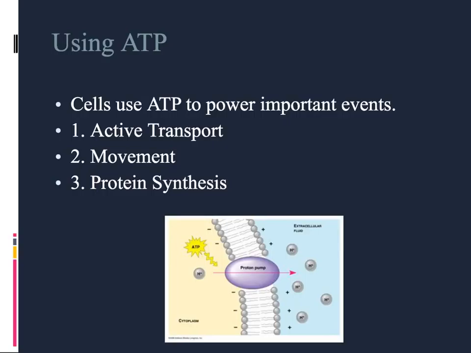For example, active transport, which we just talked about. When the molecules have to move in the opposite direction from low concentration to high concentration, you need energy to go against the grain. ATP is your energy. For movement, anytime our muscles move, ATP is powering those movements. For making proteins, also known as protein synthesis, we need ATP to power the making of proteins.